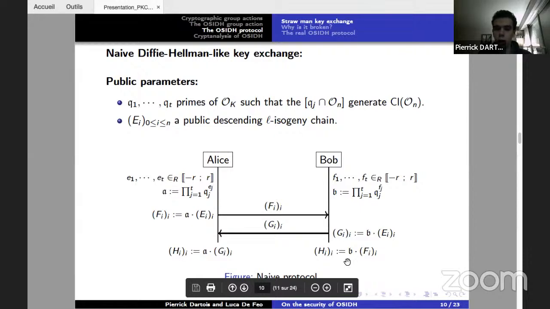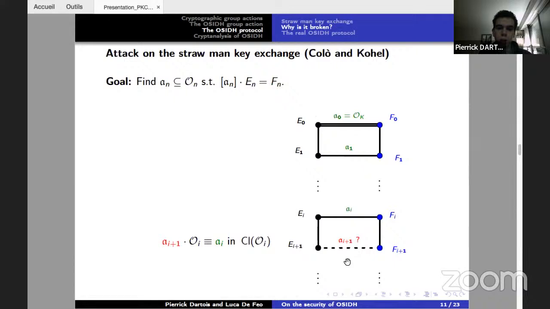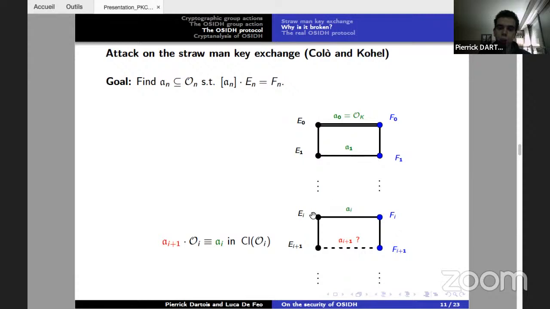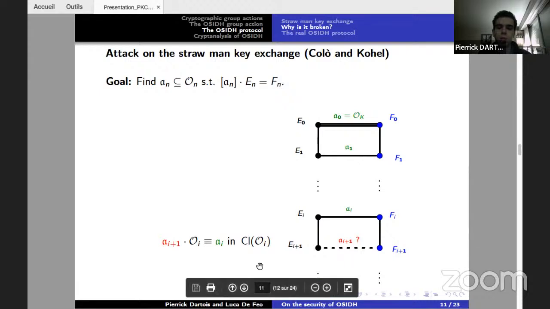But the problem is that this approach is insecure because, let's say that we study Alice's exchange, the attacker knows the public chain and the chain Alice sent to Bob, then he would be able to recover the secret ideal class relating those two chains by simply going down the graph level by level to recover the ideal class level by level until recovering the ideal class in the ideal class group of On. So an attacker will be able to break such a protocol.